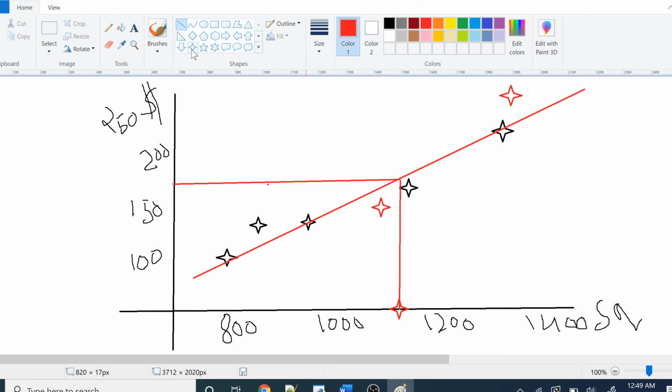Or if some other person comes and says, I have a requirement of purchasing a house of 1400 square feet, I will straight away project this value on this straight line and give the prediction based on this straight line. I will just call this a regression line that can help me predict the price of a house given your input, which is the x-axis, square feet of the house.